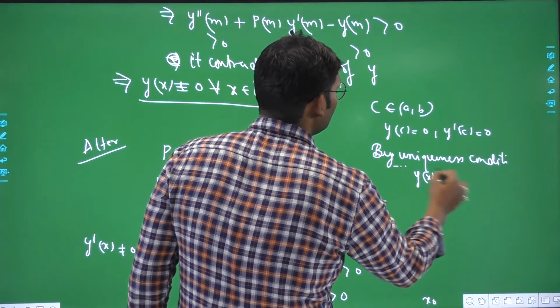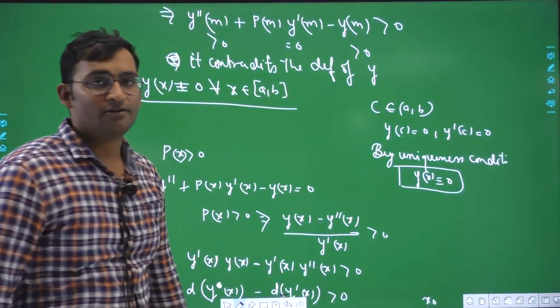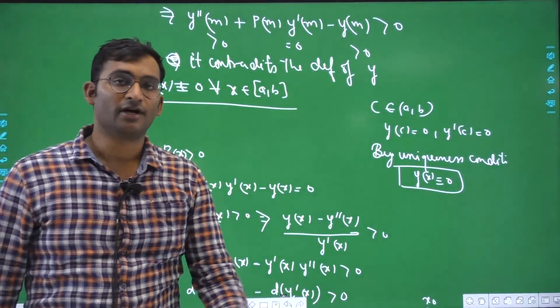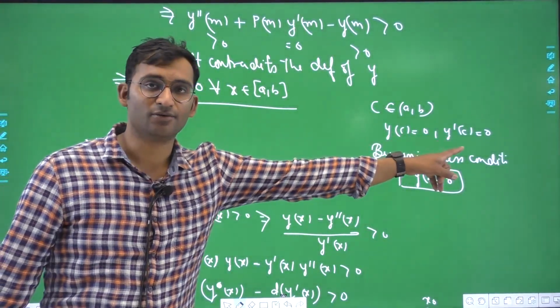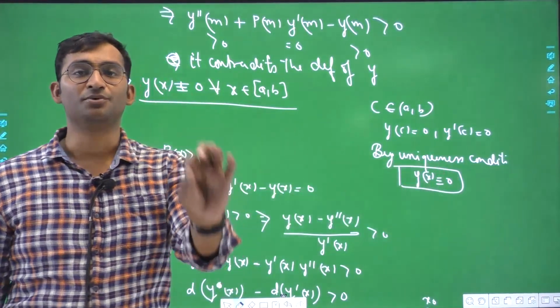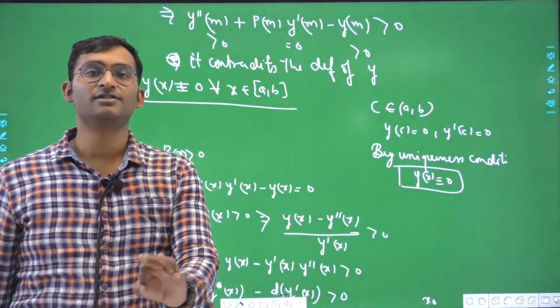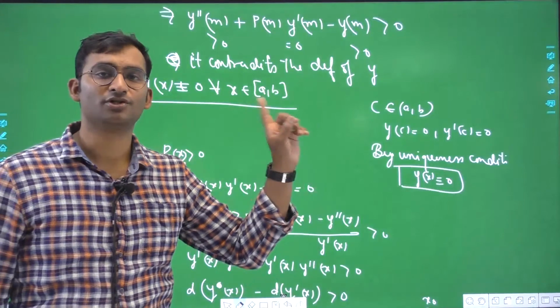Now why am I stating uniqueness? Because the given differential equation is of second order and you have conditions specified like y(C) is equal to 0 and y dash C is equal to 0, therefore your solution has to be unique. Therefore y(x) trivially 0 is the only solution to this particular problem.